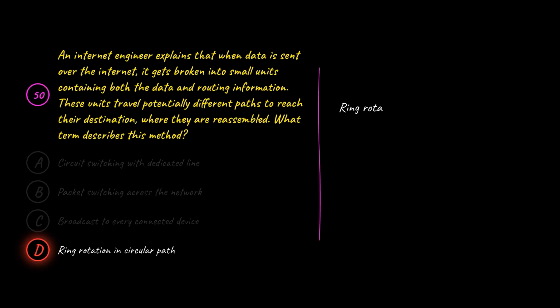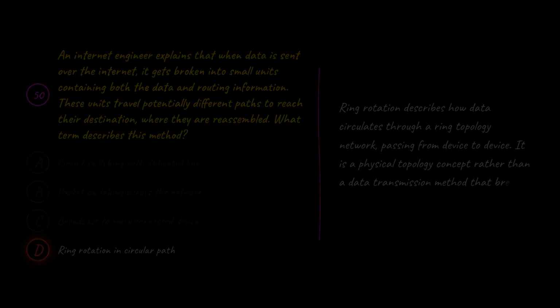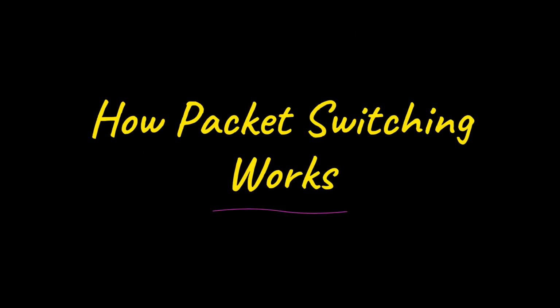D is wrong because ring rotation describes how data circulates through a ring topology network, passing from device to device. It is a physical topology concept rather than a data transmission method that breaks data into routable packets. Packet switching is the fundamental method the internet uses to move data.